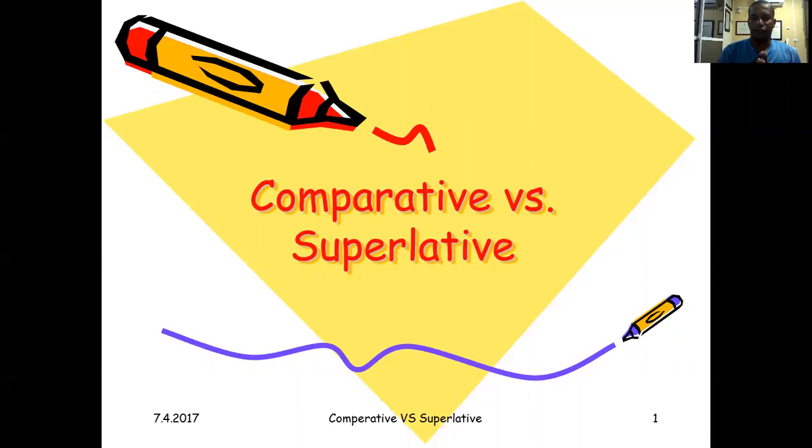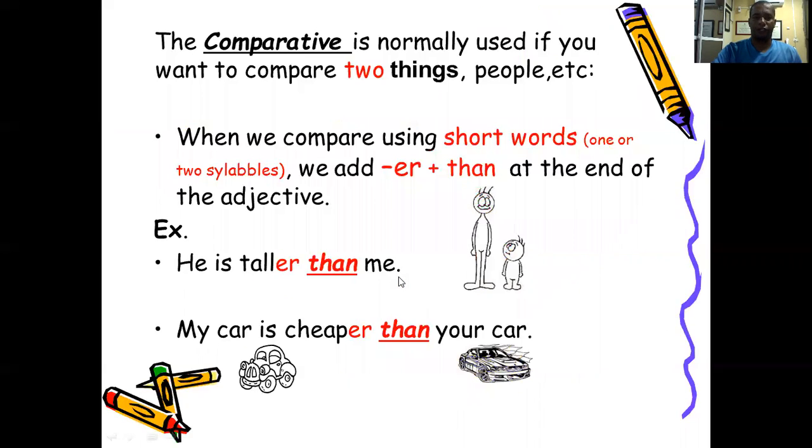How is the structure to make a sentence or to talk using the comparative adjectives? Noun or subject plus verb plus comparative adjective plus than plus noun or object. This is the form that you can write or talk using the comparative adjective.